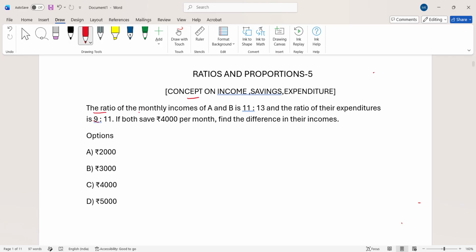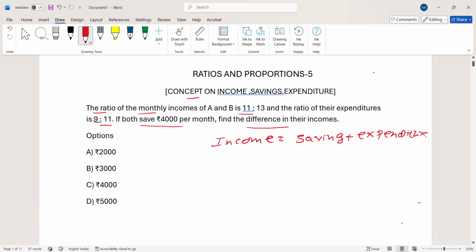Okay, the ratio of monthly incomes of A and B is 11 is to 13 and the ratio of their expenditure is 9 is to 11. If both save 4,000 per month, find the difference in their income. Firstly we have a basic formula: income is equal to savings plus expenditure. That's the basic formula we have to remember.